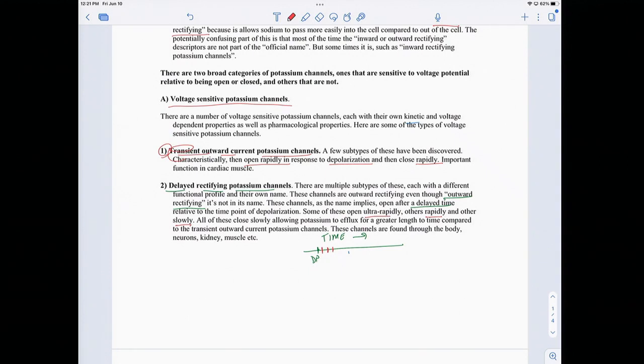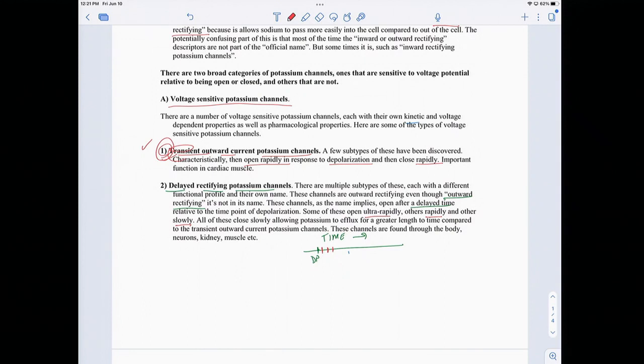One of the other characteristics of this is that unlike the transient outward current potassium channels, when these channels open, they stay open for a fairly long amount of time. Therefore, they're going to allow more potassium to efflux because they're open for a longer period of time when compared to the transients. You will find these types of channels throughout the body. You'll find them in neurons, kidneys, muscle tissue, and such.